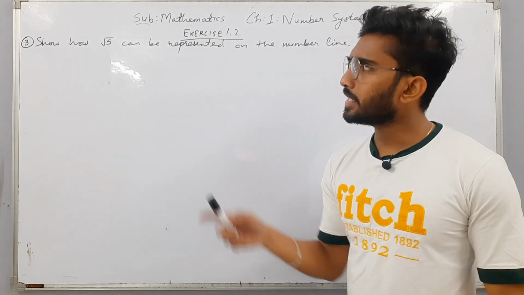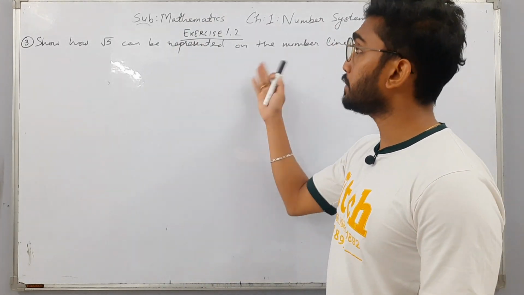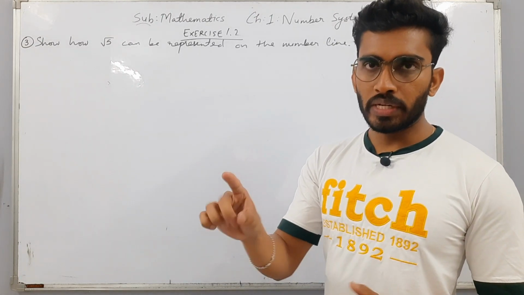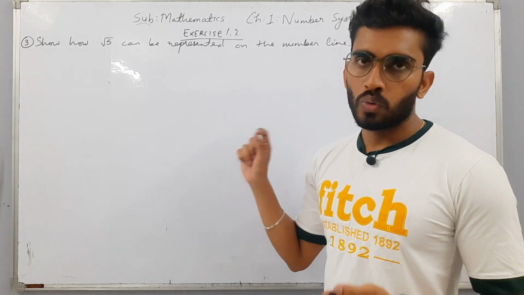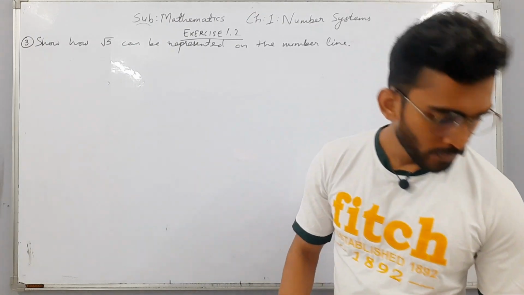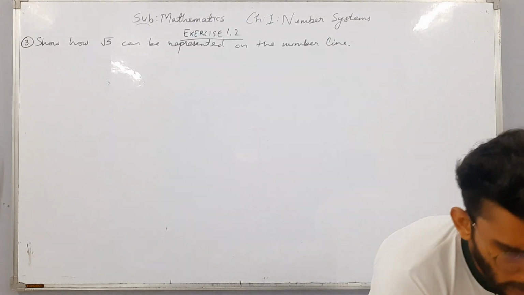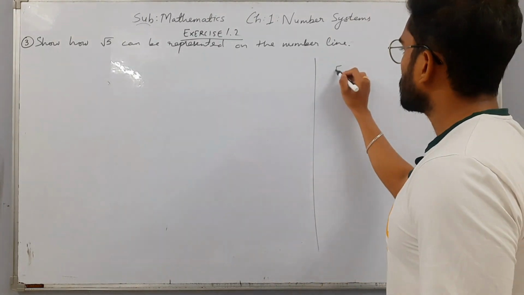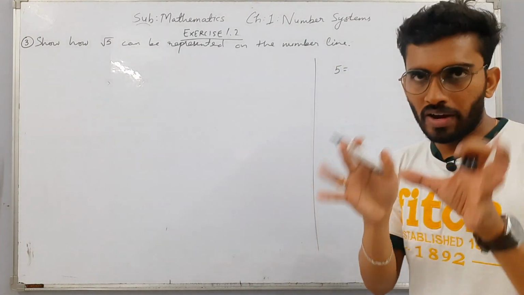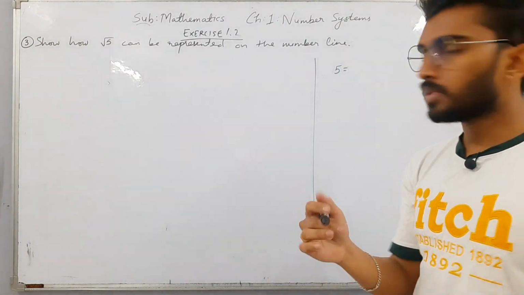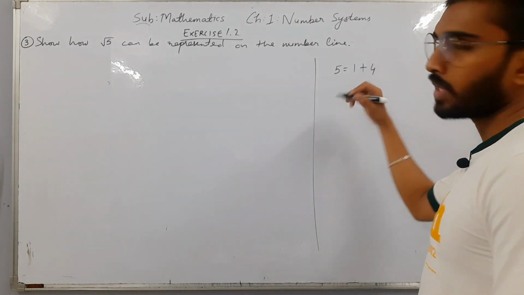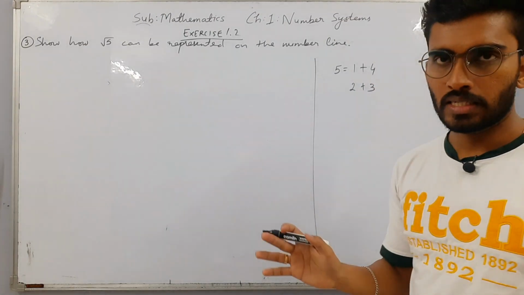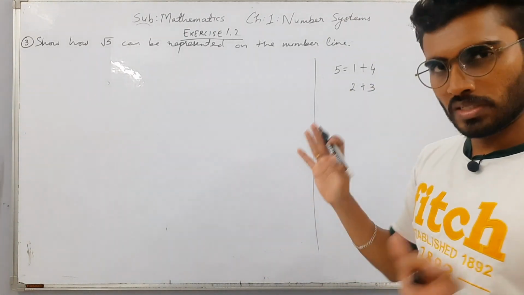Question number 3 is: show how root 5 can be represented on the number line. In the same way as we did root 2 and root 3 in the example part, we will show how we can show root 5 on the number line. I told you to first do some rough work to find two natural numbers. So 5, if we break it into two natural numbers, we can write 1 plus 4. Other than this, there is 2 plus 3, that's it. 3 plus 2 and 4 plus 1 are the same thing.